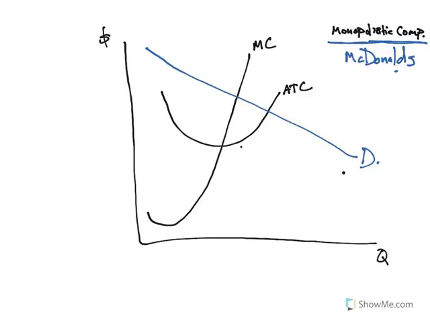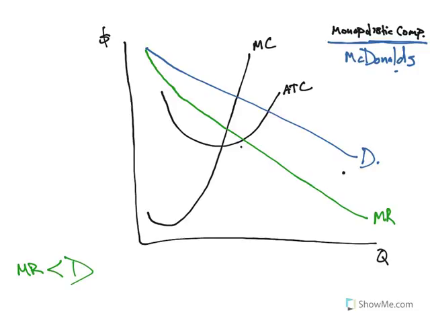Now, anytime you have a downward sloping demand curve, you have a downward sloping marginal revenue curve. And that marginal revenue is always less than your demand curve. That's because, just like in a monopoly, if they want to sell one more good, they have to lower their price on not just the next good, but every unit they sell. They can't price discriminate. Okay, so now we've got the setup. It looks a lot like a monopoly.